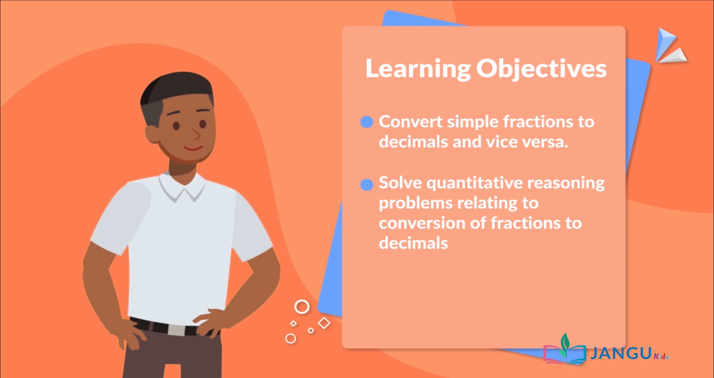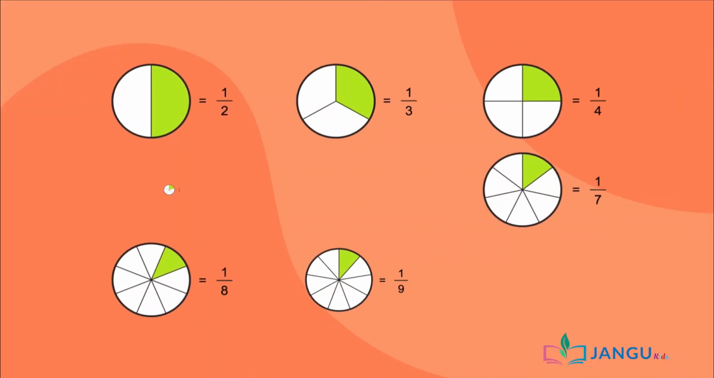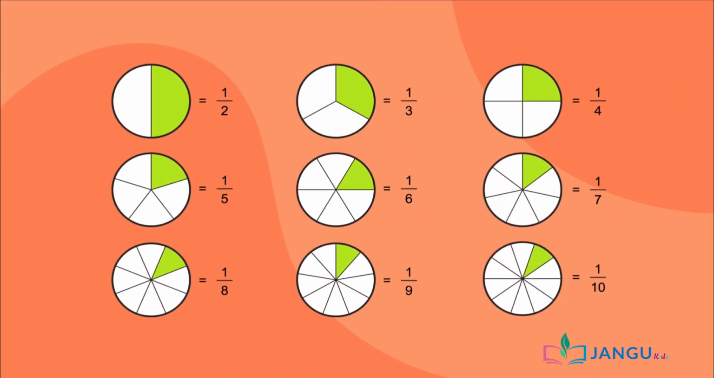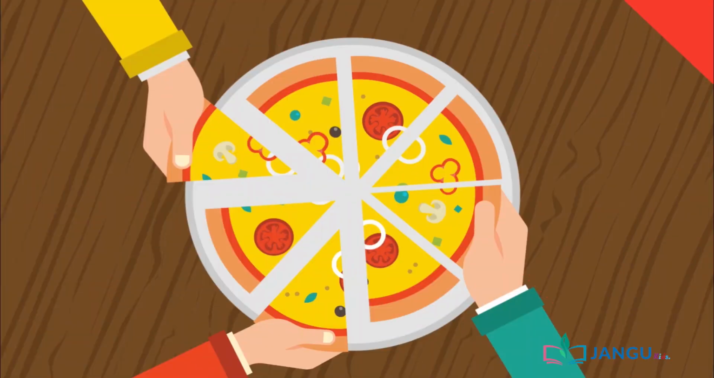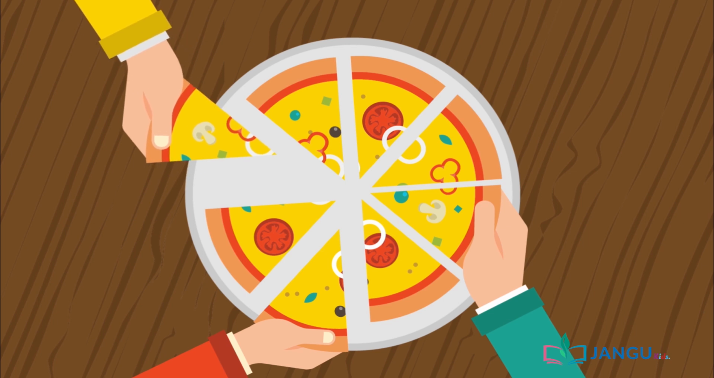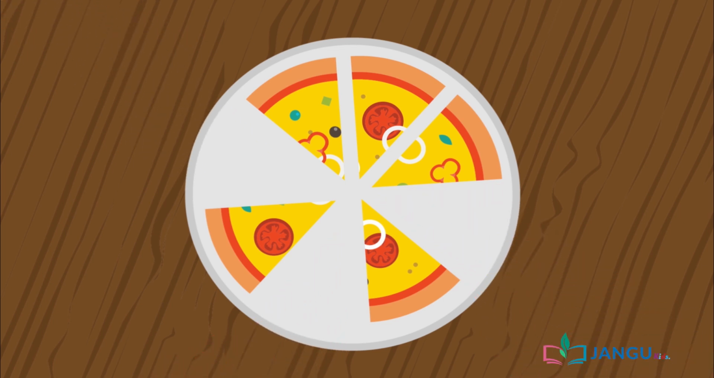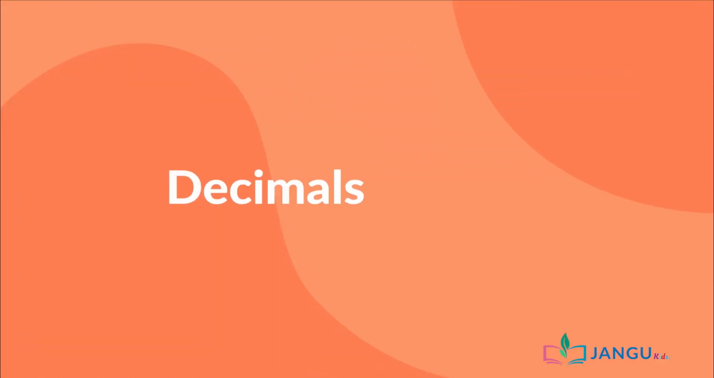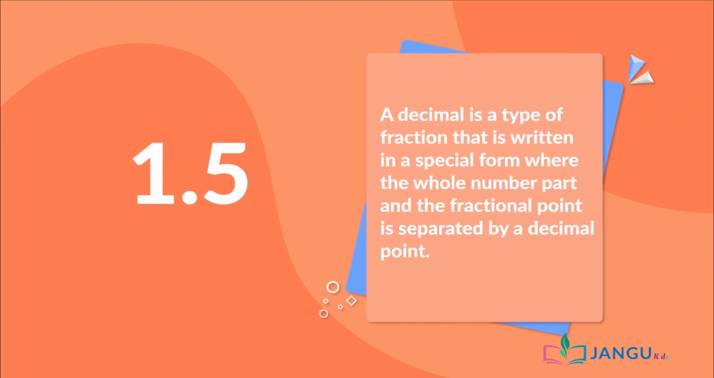Are you ready? Now, I bet you still remember what fractions are from our previous class on fractions. Well, let me remind you if you've forgotten. A fraction represents a part of a whole or any number of equal parts. In the same vein, there's a special form of fractions called decimals. A decimal is a type of fraction that is written in a special form, where the whole number part and the fractional point is separated by a decimal point.